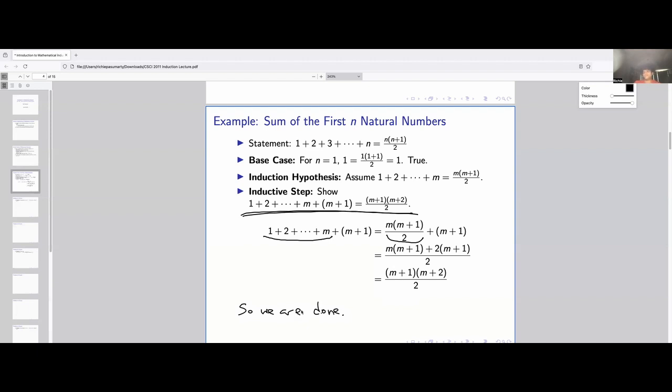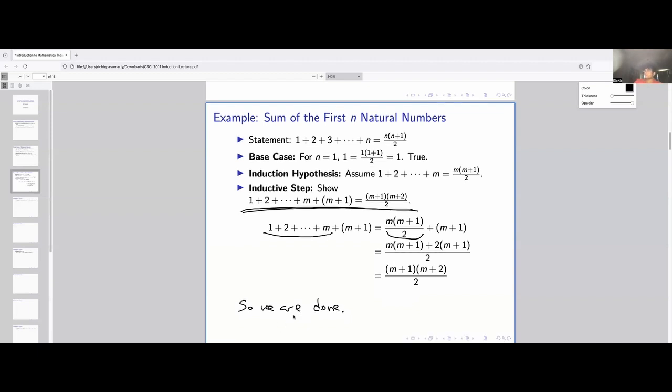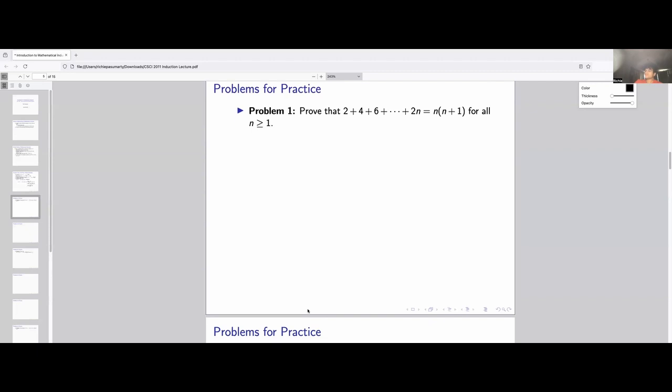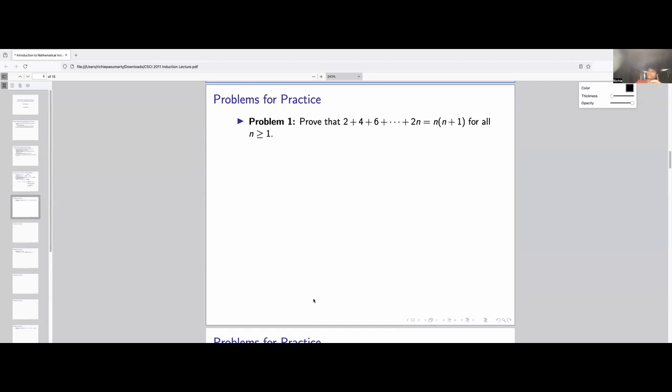Okay, so yeah, so this is cool. All right, let's go ahead and try to work through some examples ourselves. So prove that the sum of even numbers is equal to n times n plus 1 for all n greater than or equal to 1. Okay, so let's go ahead and look at our base case.